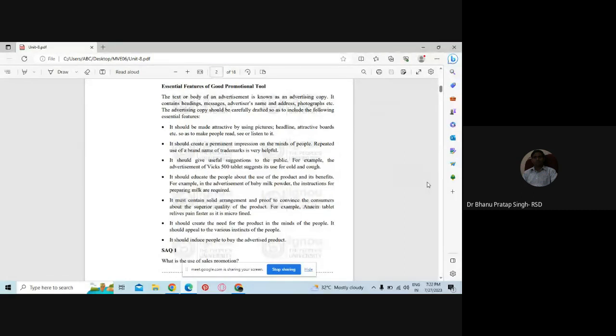It should create the need for the product in the mind of the people. It should appeal to the various instincts of the people. Means your product cover page or your product argument should be very clear about the product. It should induce people to buy the advertised product. So these are the basic essential features of a good promotional tool. Whatever promotional tools we are using, these essential features should be there.